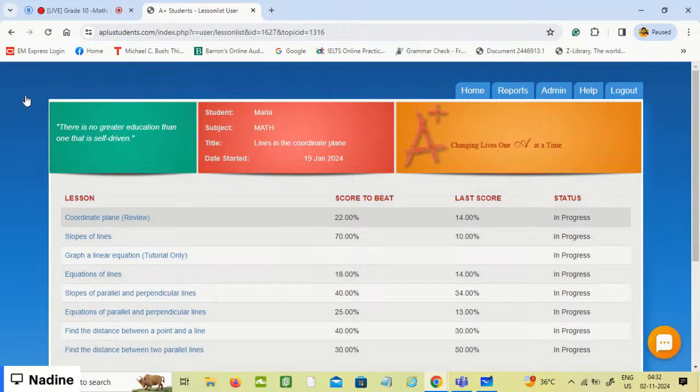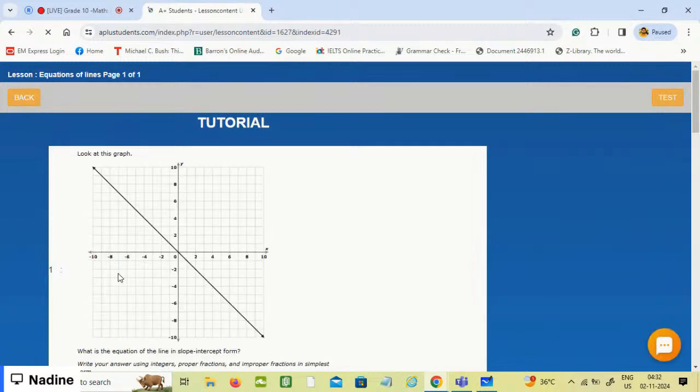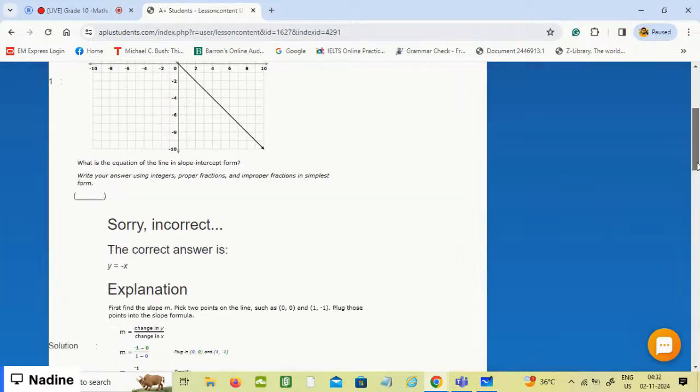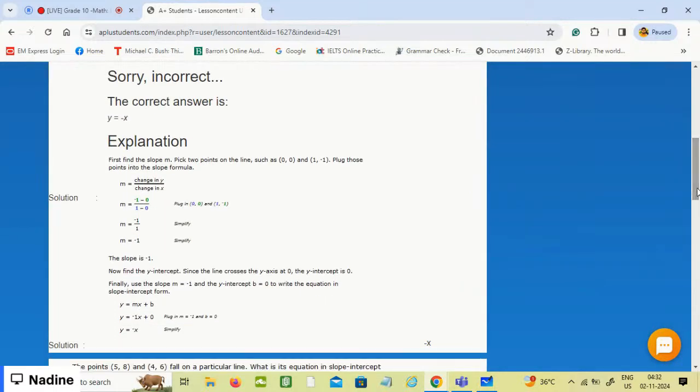The next lesson is equations of lines. Look at this graph. What is the equation of line in slope intercept form? So the slope intercept form is y equals mx plus b. So you need to find two things, m that is the slope and b that is the y-intercept. Y-intercept is the point where the graph is touching the y-axis, right?